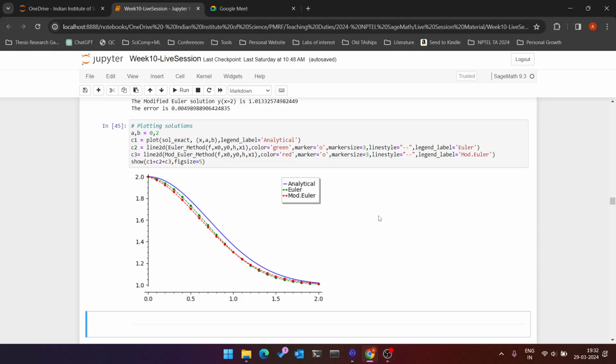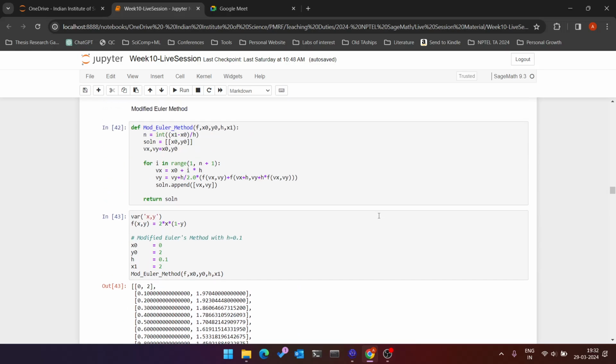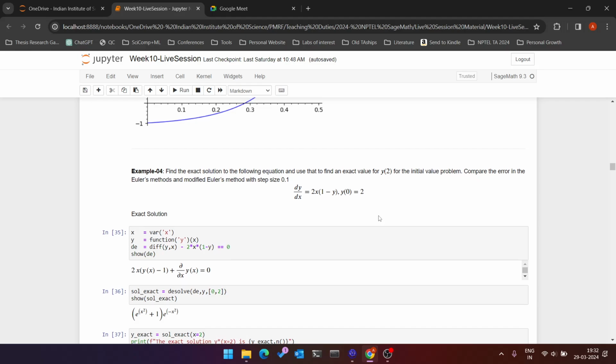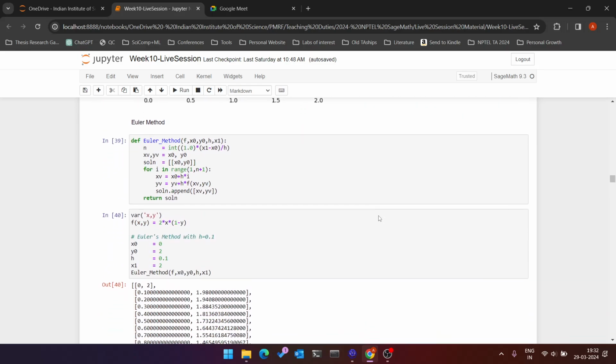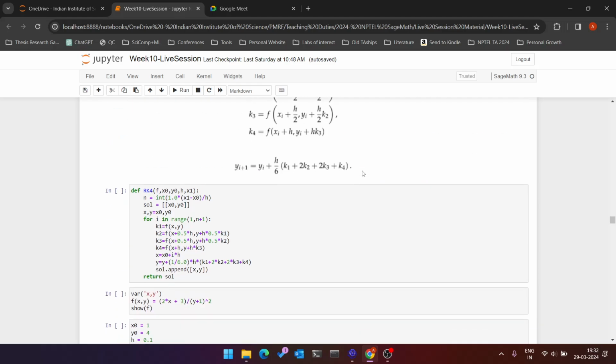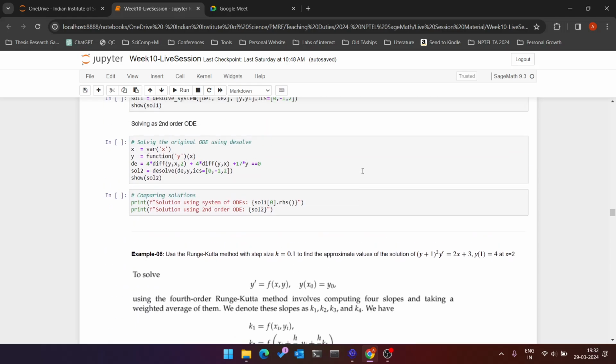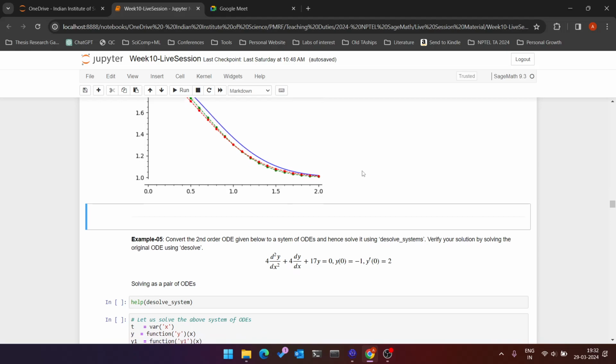Okay, so with this we complete both the Euler and the modified Euler methods. Any doubts here? Okay.